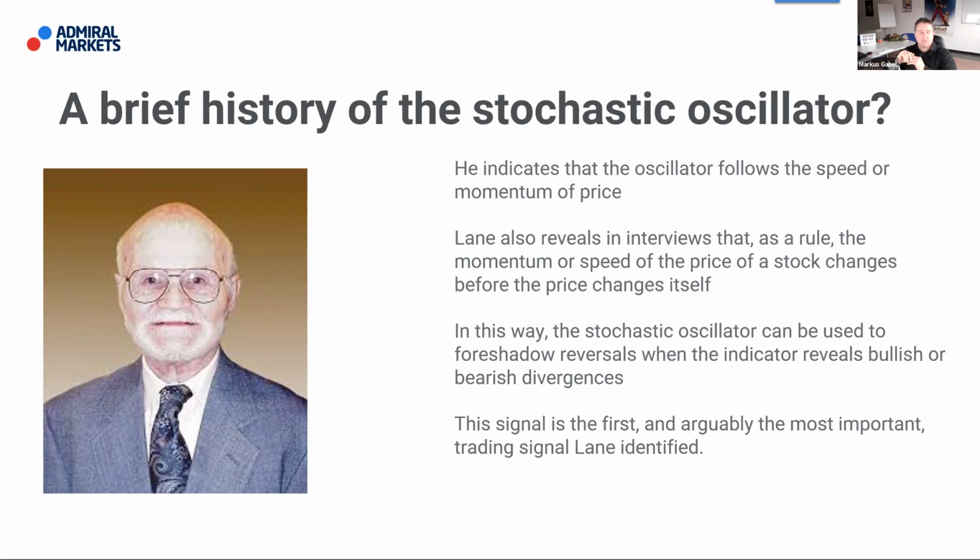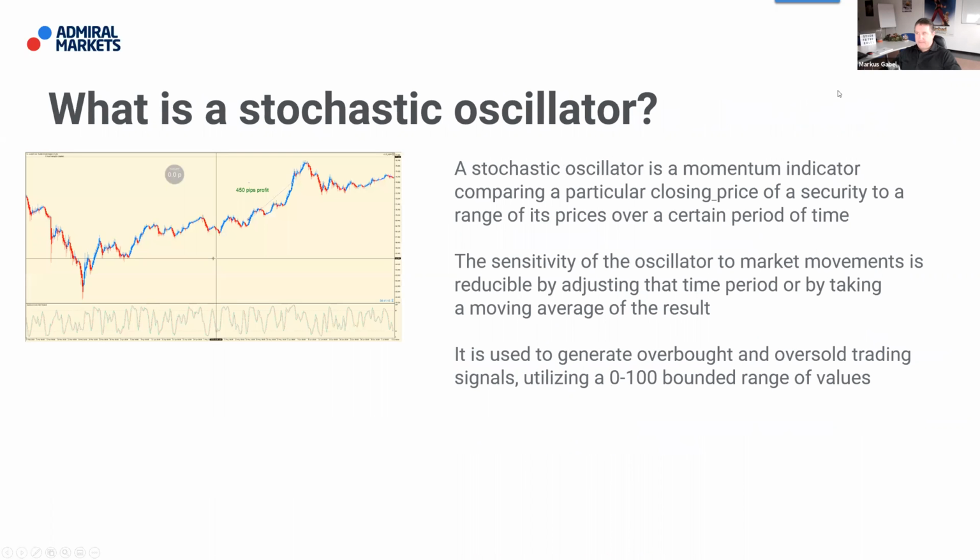In this way, the stochastic oscillator can be used to foreshadow reversals when the indicator reveals bullish or bearish divergences. Wonderful word. You should remember it. Maybe type it down. A divergence signal is the first and arguably the most important trading signal Mr. Lane identified. And yes, we want to dive into the market, how we can use it. So basically, what is the stochastic?